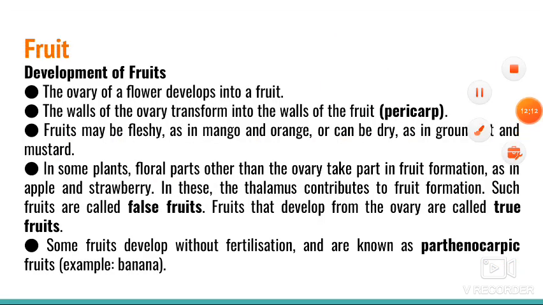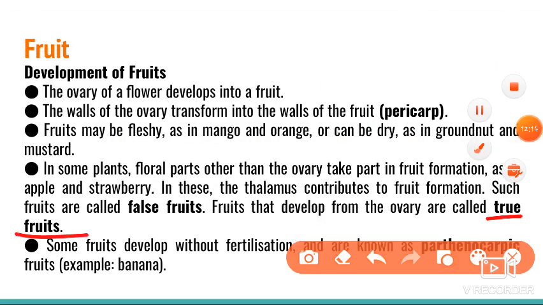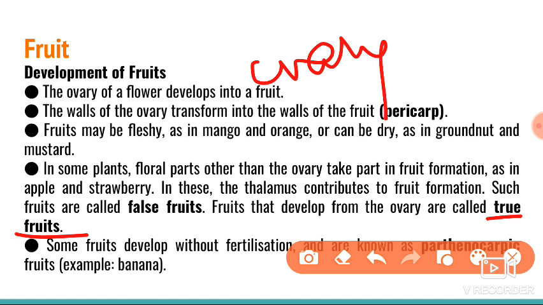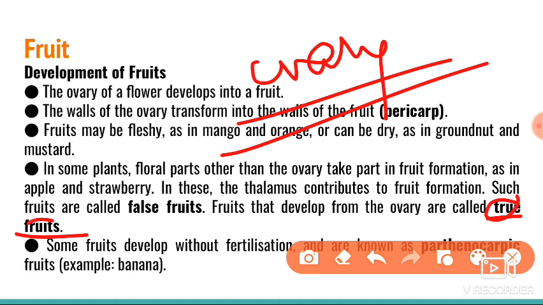Coming to the true fruits. True fruits are the exact opposite of false fruits. Here there is only involvement of the ovary. There is no involvement of the thalamus or any other parts. The majority of plants have true fruits because only the ovary is involved in the formation of the fruit. Such fruits we call true fruits.